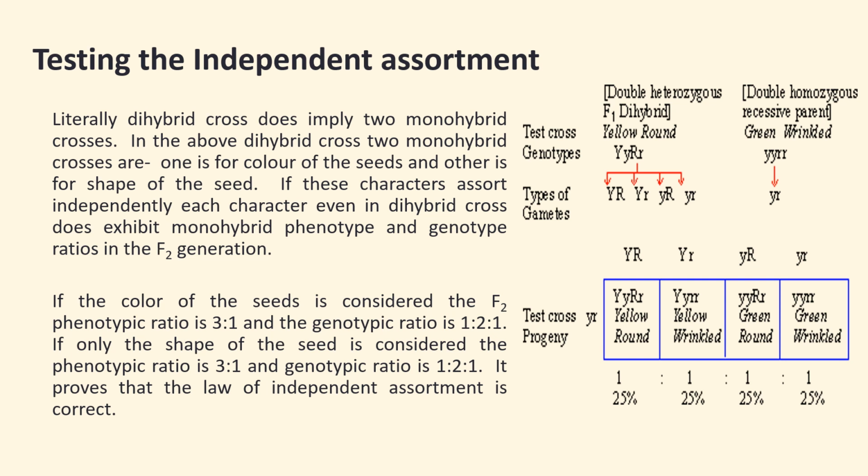If the color of the seed is considered, the F2 phenotype ratio is 3:1 and the genotype ratio is 1:2:1. If only shape of the seed is considered, the phenotypic ratio is 3:1 and genotypic ratio is 1:2:1. This proves that law of independent assortment is correct. You can see here the double heterozygous dihybrid, yellow round and green wrinkled individuals. They produce all different combinations in equal proportions, 1:1:1:1.